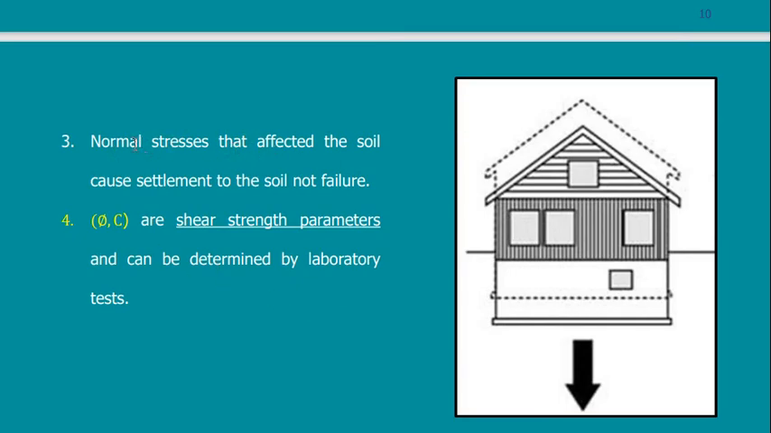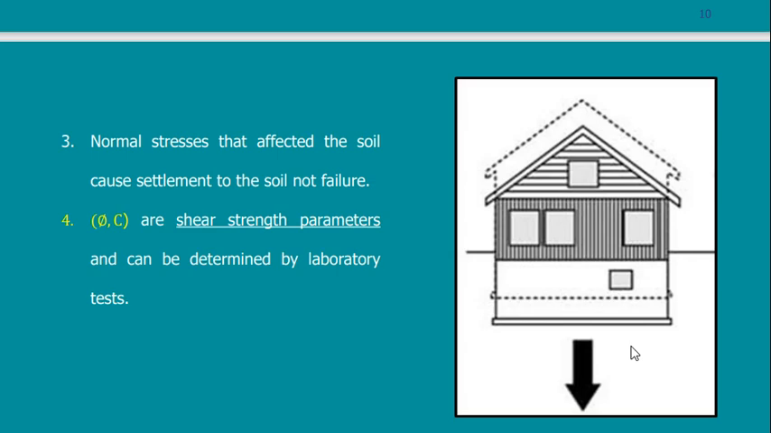This is important. Normal stresses that affect the soil cause settlement. This is what we have just said, but not failure. If I have soil and I compress it, it will settle. It will be compressed, but it will never reach failure.